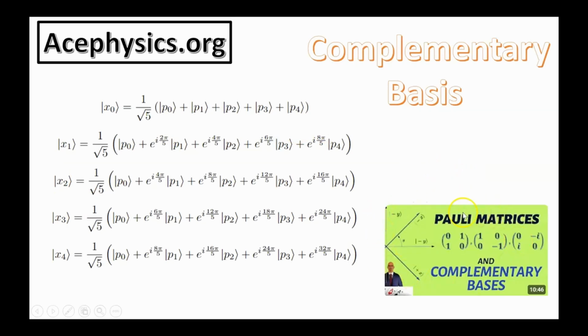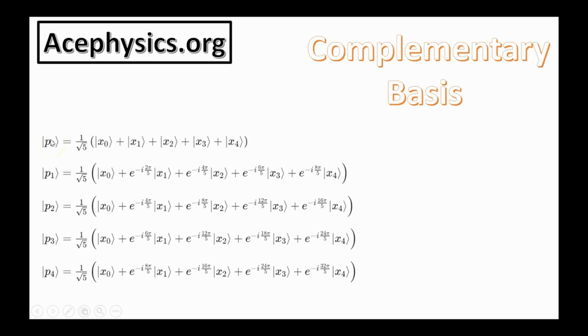I have another video called Pauli matrices and complementary bases. Near the end of this video, I do an example for the 2 by 2 case. Complementary basis works in both directions. So if you're at one momentum state, then you're spread out through all the position states. And it doesn't matter what momentum state you're at.